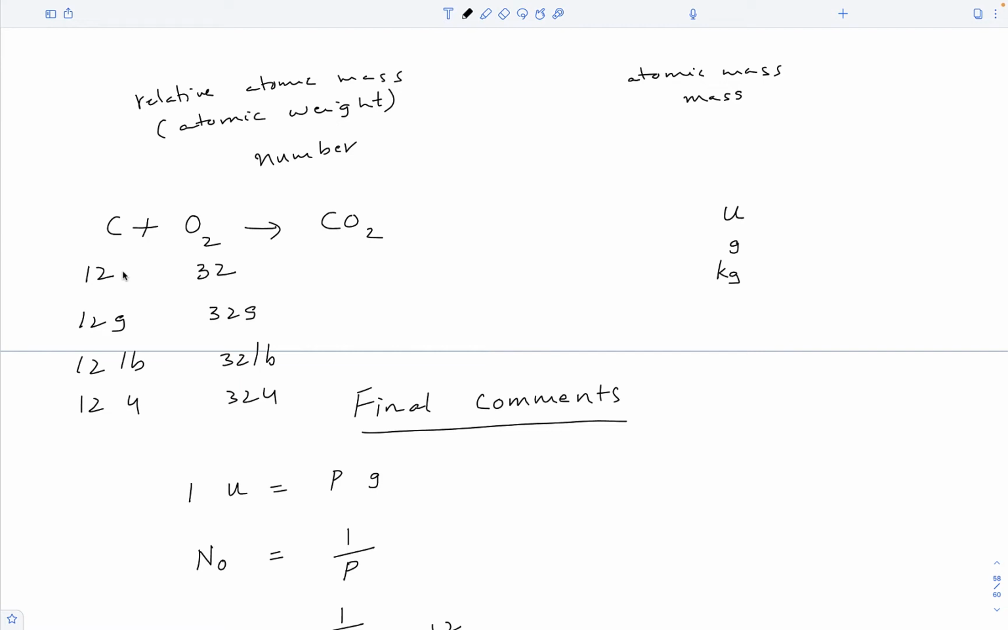So when I am doing stoichiometry, I am not thinking of the physical quantity called atomic mass. I am thinking of the number of times that atom is heavier than another atom, some reference.